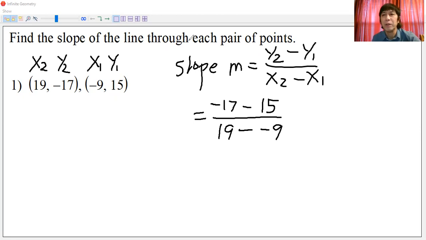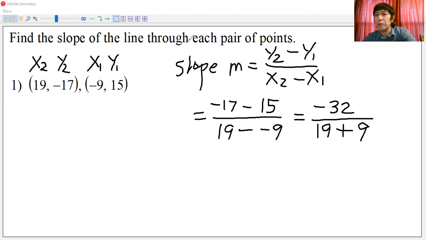And so this will now be combining like terms using the appropriate sign number rules. This is going to be equal to negative 32. And at the denominator, you will have 19. Minus negative, that becomes plus. And you have something like 19 plus 9. And so this will be negative 32 divided by 28.